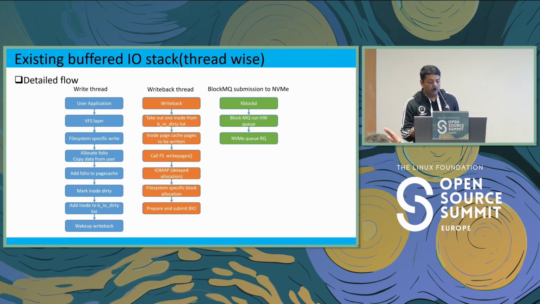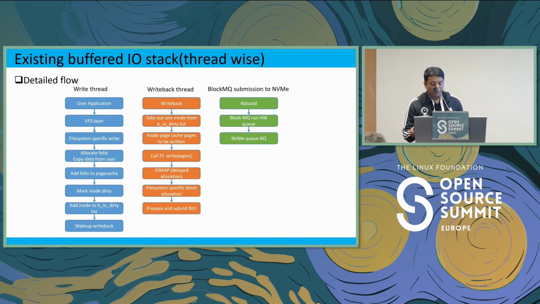So this is the same flow that I was explaining. The 3 threads are there. The write thread invokes the VFS layer, and then we invoke the file system specific write. We allocate a folio and copy the data from the user. This folio is added to the page cache. Now this page cache is specific to a particular inode.